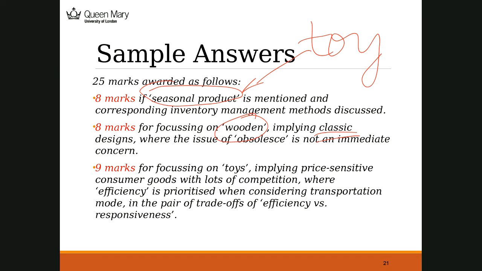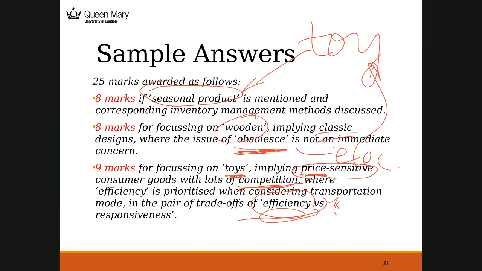Why? If you think about all the wooden toys, they've been in the market for a long time, even the new ones. But their issue of obsolescence is not as urgent as with electronic ones. See, this is how we are trying to say. And also, if it's a toy, then it's probably price sensitive instead of quality sensitive. So a lot of competition. And then we have the trade-off. When you want to enhance efficiency, you probably have to consider the trade-off between responsiveness and efficiency.